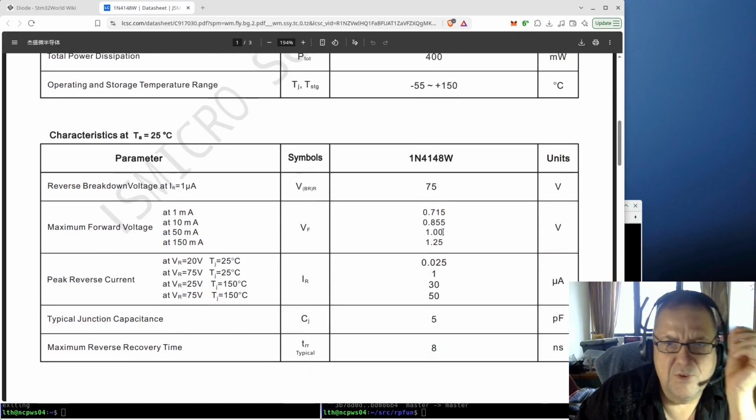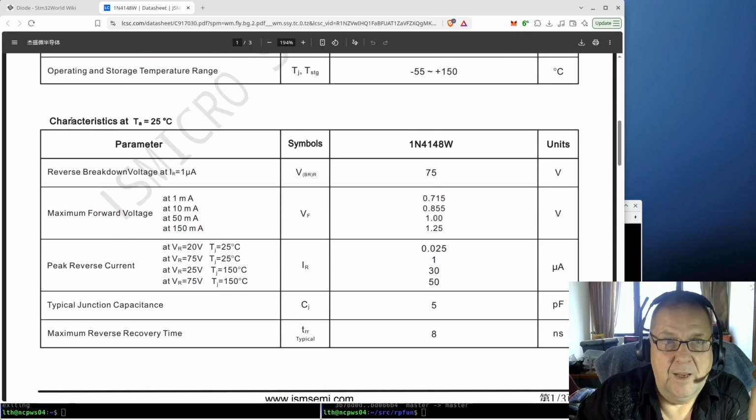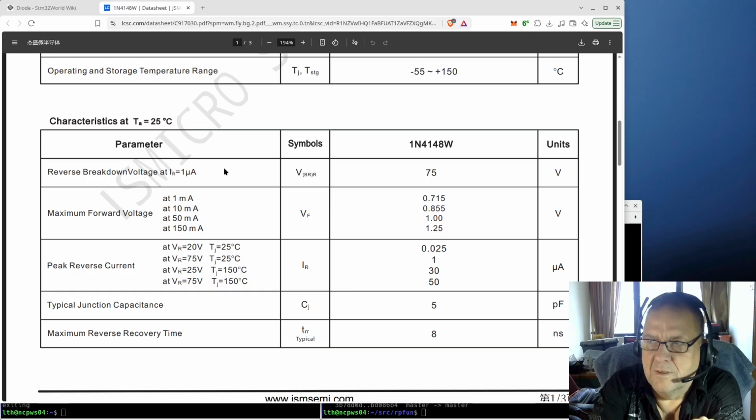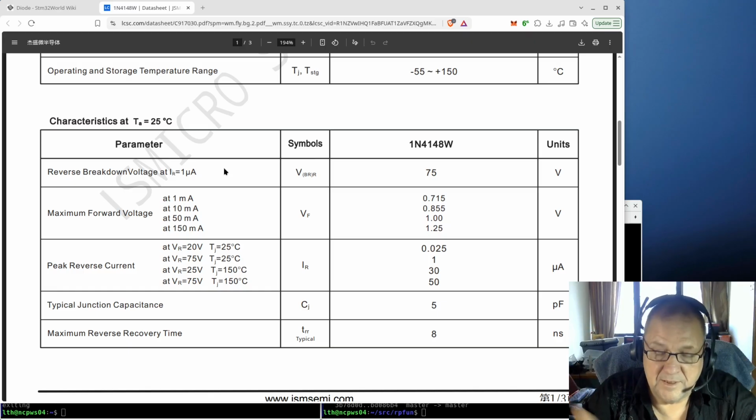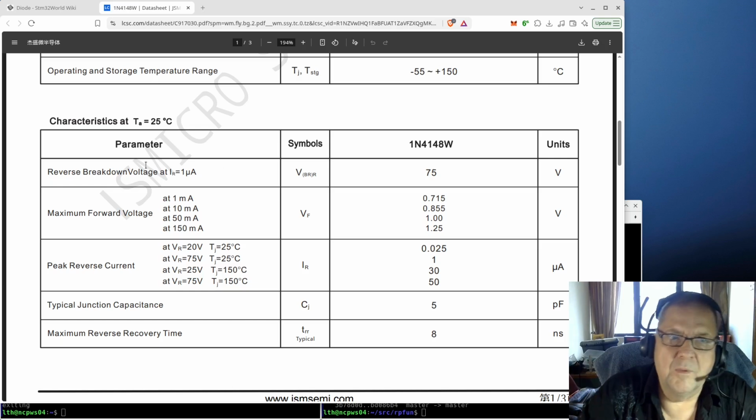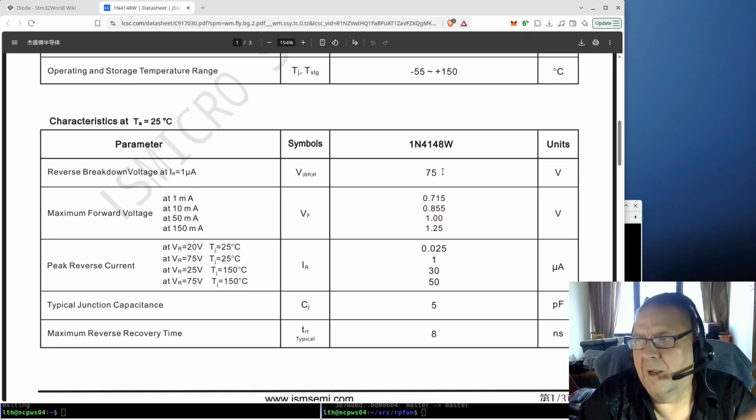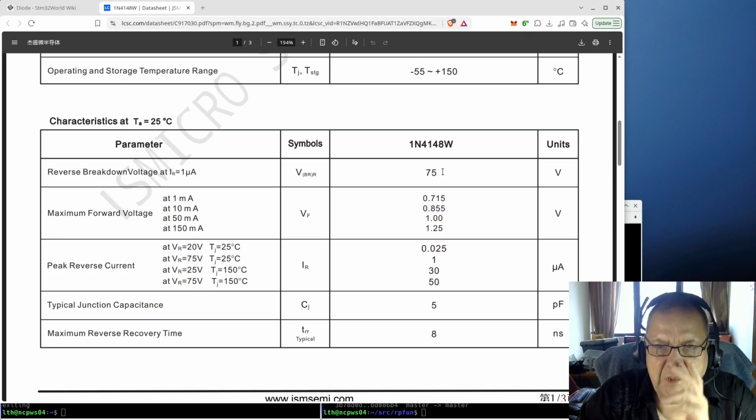Now, the interesting characteristic is down here at characteristics, and that is the reverse breakdown voltage. If you apply a voltage the wrong way around, the purpose of the diode is to block current when that happens, but how high a voltage can you actually apply? That is called the breakdown voltage, and that is listed here as 75 volts. That means if you put 150 volts across the wrong way, you can expect sparks to happen.